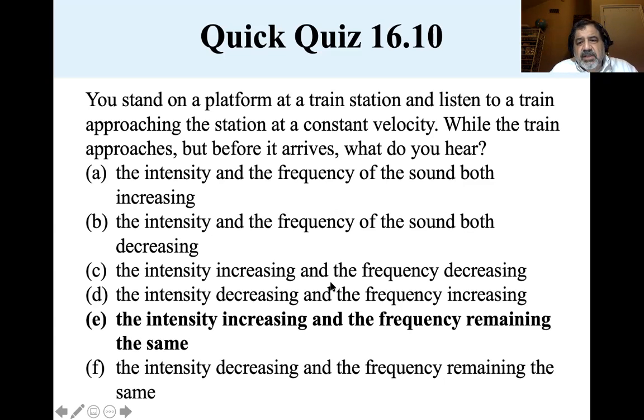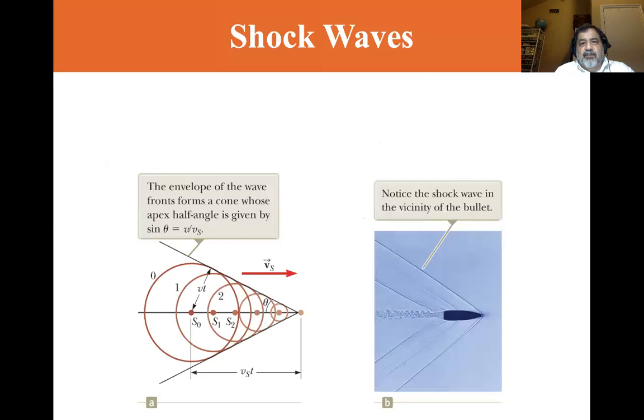The intensity increasing and the frequency remaining the same. In other words, as it's approaching you, it's getting louder, but the compressed frequencies that you're hearing are the same. So the intensity of the sound increases because the train's moving closer to you, but because the train moves at a constant velocity, the Doppler shifted frequency remains fixed. So you're getting those compressed wave fronts approaching you.